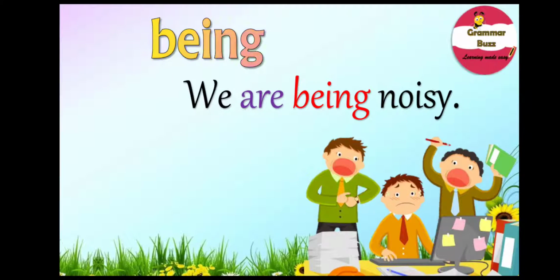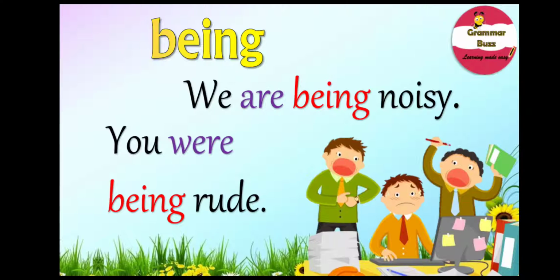But what about the second sentence? What does that say? Well, it says you were being rude. Again, the be verb in this sentence too is being. But this time we have the word were in front of it. Were indicates a time which has already taken place. It tells us about a time that is over, that was in the past.